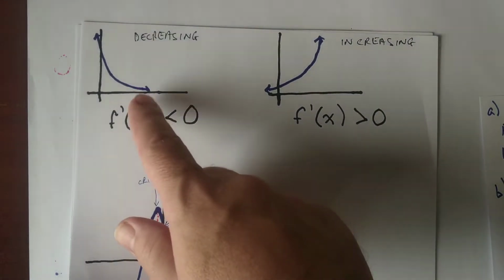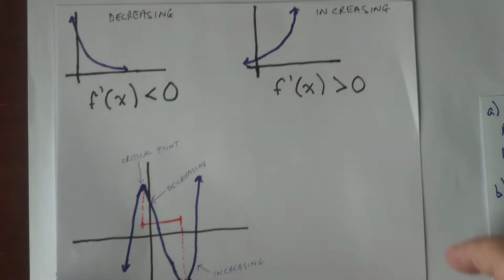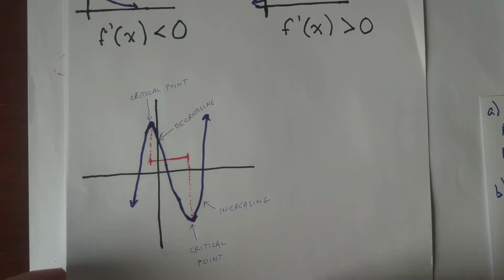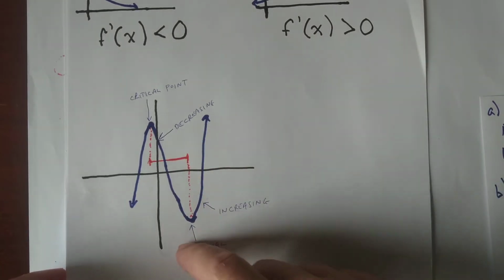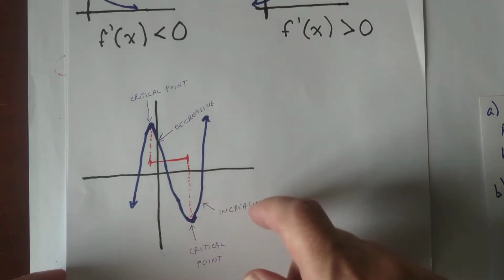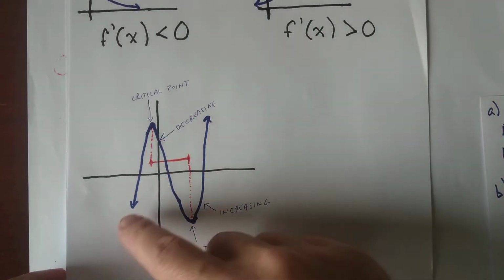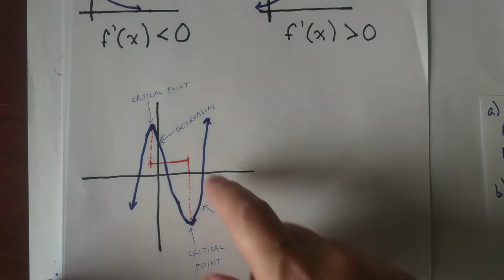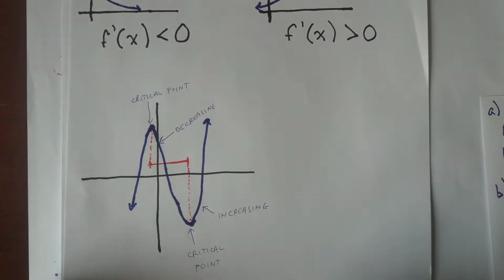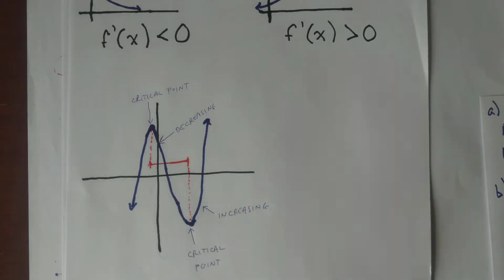But obviously this is decreasing, this is increasing, and if we have a cubic, which is supposed to be symmetrical, it's decreasing at this point and increasing here, and these are called critical points. So that's what we start out finding. We start out finding the critical points, and then we go from there.